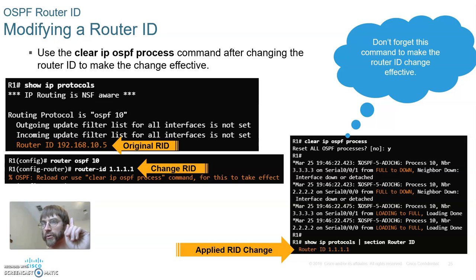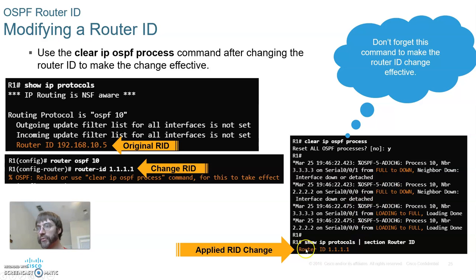It is not true if you're going from a physical interface to a loopback address. If you're going from a physical interface being used as your router ID to a loopback being used as your router ID, what you have to do is reload the device. Copy run start, reload. It will reboot the device, load that loopback address, and then that loopback address will become the new router ID.